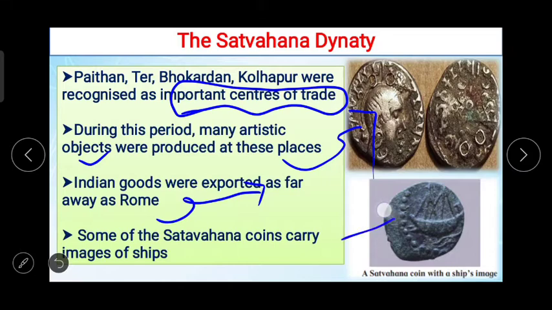Here you can see a Satavahana coin with a ship's image. You can compare this with our today's coins.